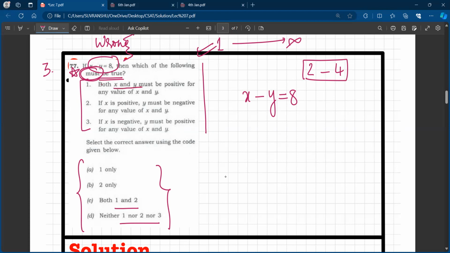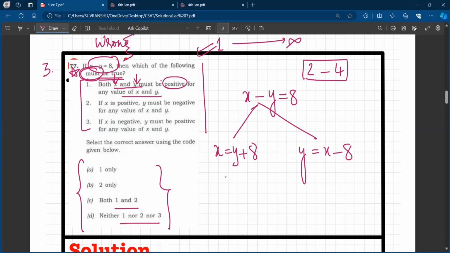Both x and y must be positive for any value of x and y. Okay. For any value, both x and y must be positive. So can I conclude that x equals y plus 8? Can I conclude that y equals x minus 8? It has asked what are the values of x and y for any value. Okay, x is now dependent on y, y is dependent on x. You give any value of y, will x be always positive?